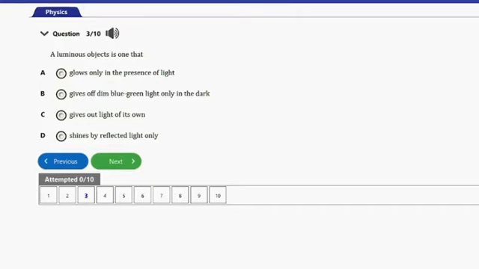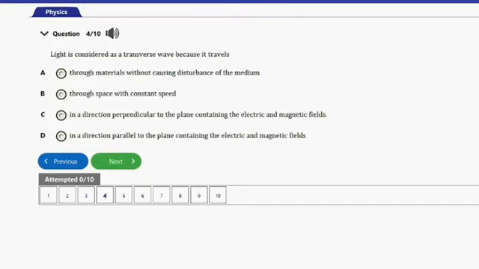Let's go ahead and consider the next question, guys. So, the next question we have here is question number 4. It says, light is considered as a transverse wave because it travels A. through materials without causing disturbance of the medium. B. through space with constant speed. C. in a direction perpendicular to the plane containing the electric and magnetic field. D. in a direction parallel to the plane containing the electric and magnetic fields.